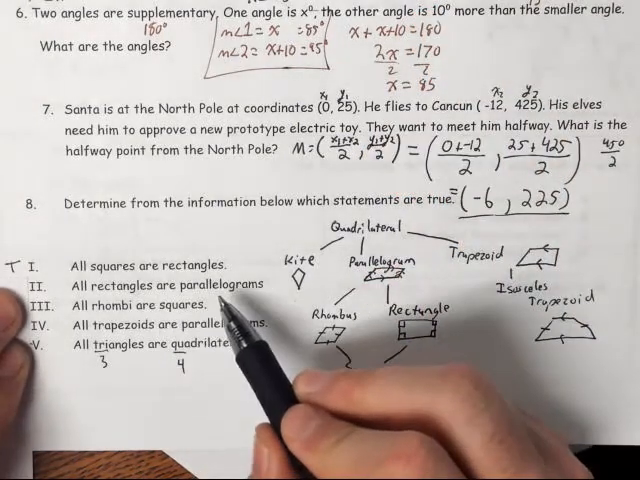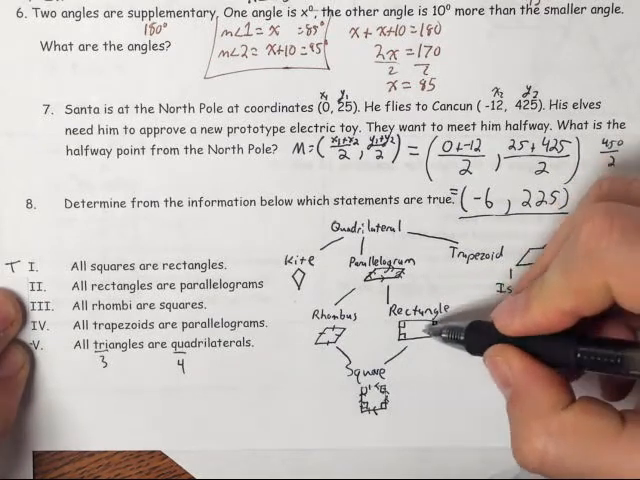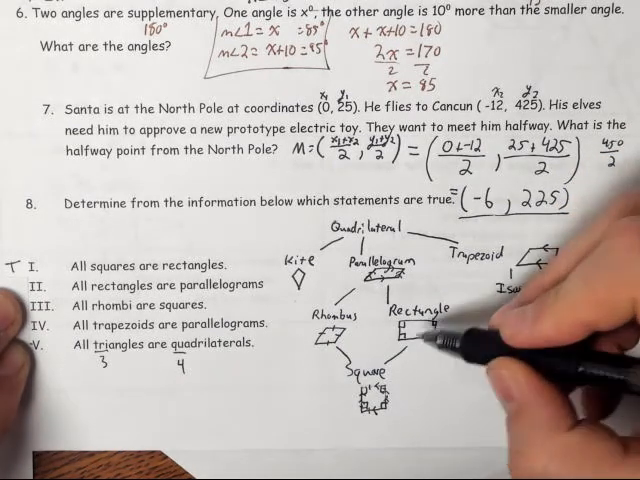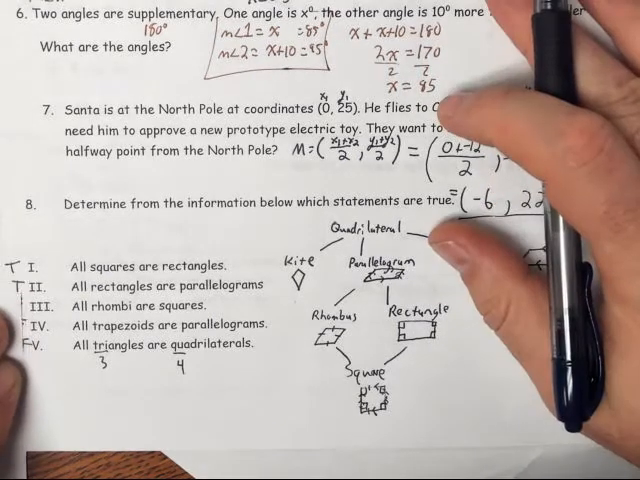Now, all rectangles are parallelograms. Well, we just talked about that. The rectangle is a parallelogram with right angles, and so therefore, yes, all rectangles are parallelograms.